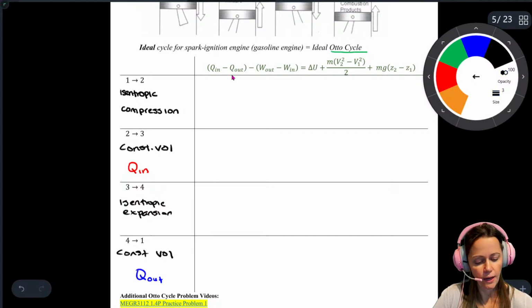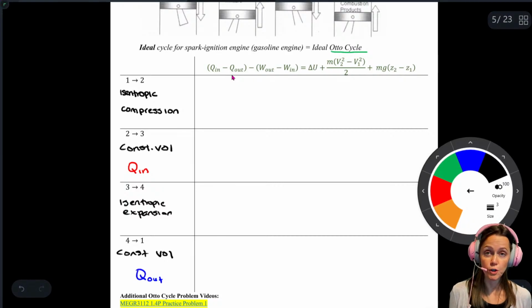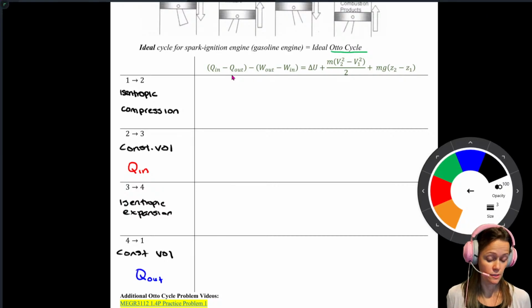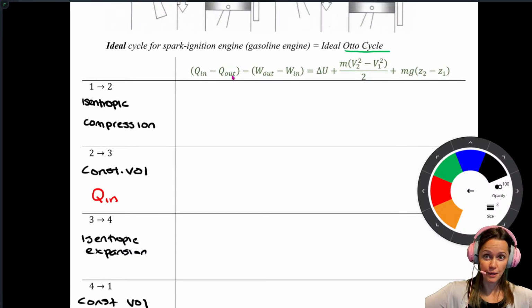So what I'm going to do is go through and derive, using the first law applied to a closed system, the equation that I'm going to use to model each of those processes. You've got 4 processes, so 4 times you're applying that first law, but I'm just going to continue to reference the same first law, which is up at the top there.